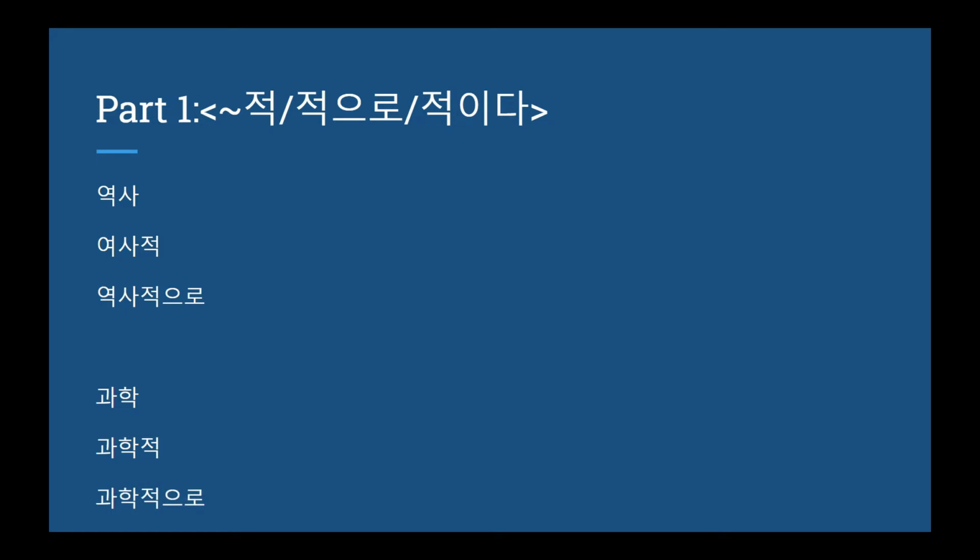Last but not least, 적이다. 적이다 is the adjective form of 적, so 과학적, which is scientific. 과학적이다 would also mean scientific, but it's used differently, or it depends on how you use it, basically. Let's compare 적으로 and 적이다 because those are the most commonly used ones.